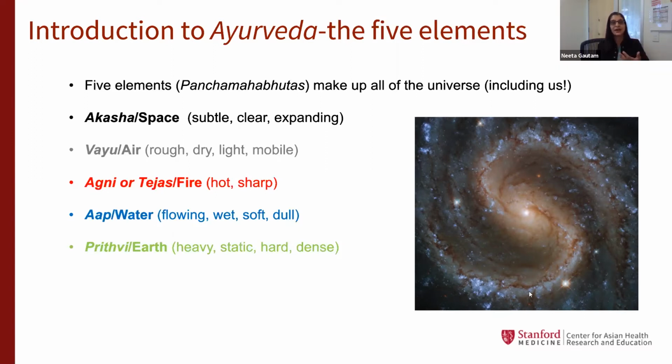And as you think of those 5 elements and the characteristics of those elements, for example, when we think of space, we think of subtle, clear, always expanding. Air is light and mobile. Fire, hot, sharpness. Water, flowing, wet, soft and dull. And earth, static, hard, dense. You will see these characteristics come up over and over again in Ayurveda, and will come in handy as we talk about how we're made up and how we can treat when something is out of balance.